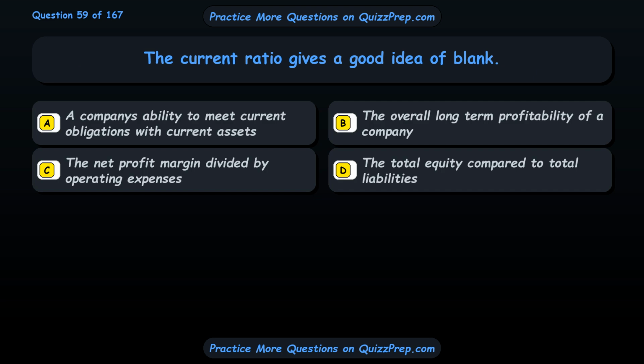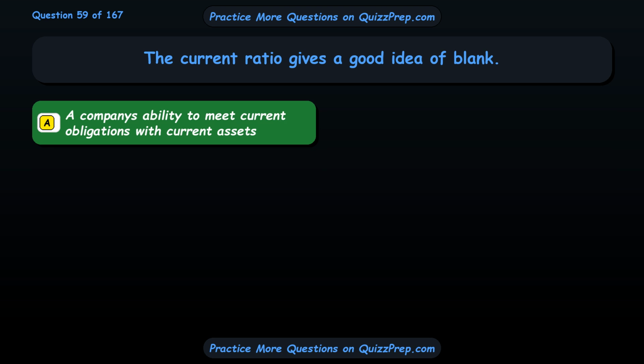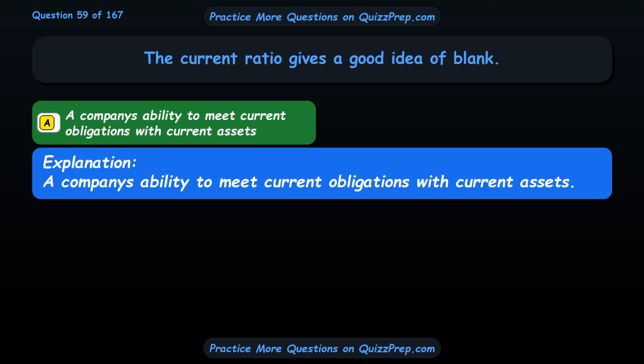Question 59. The current ratio gives a good idea of blank. Option A. A company's ability to meet current obligations with current assets. Option B. The overall long-term profitability of a company. Option C. The net profit margin divided by operating expenses. Option D. The total equity compared to total liabilities. The correct answer is option A. A company's ability to meet current obligations with current assets.